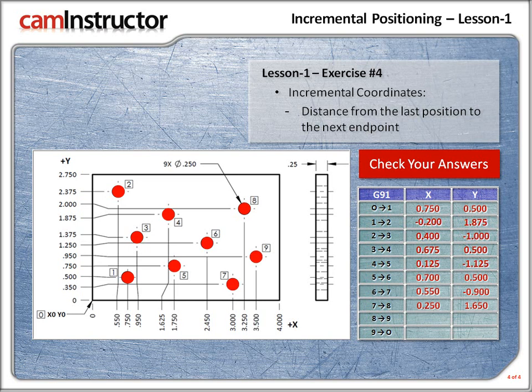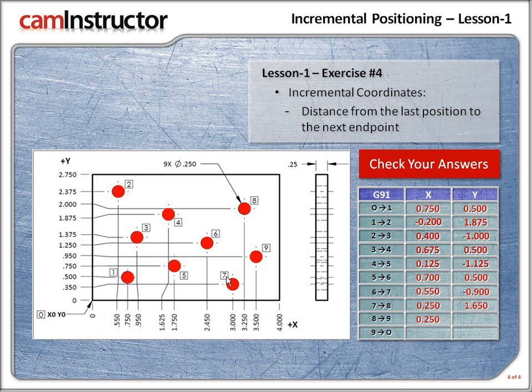Now, how much would you move in the x-axis? Well, it would be a positive amount of 1/4 of an inch. Now, that's the 3.5 dimension minus the 3.25 dimension. Now you'll end up with 1/4 inch.